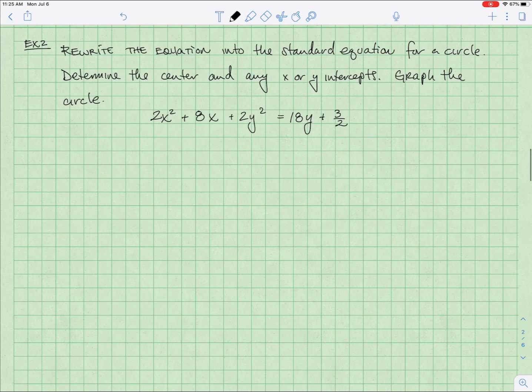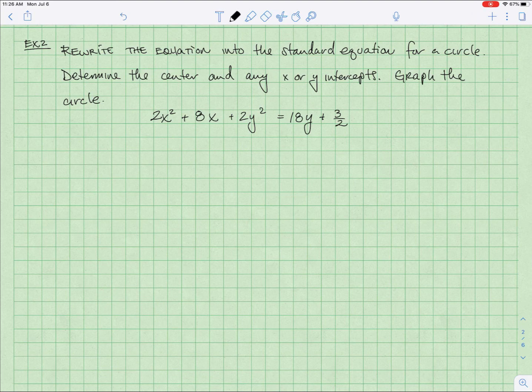For our second example in section 7.2 on circles, we've been given the following equation: 2x squared plus 8x plus 2y squared equals 18y plus 3 halves. And we're told, rewrite the equation into the standard equation for a circle, then determine the center and any x or y intercepts, and then graph that sucker.